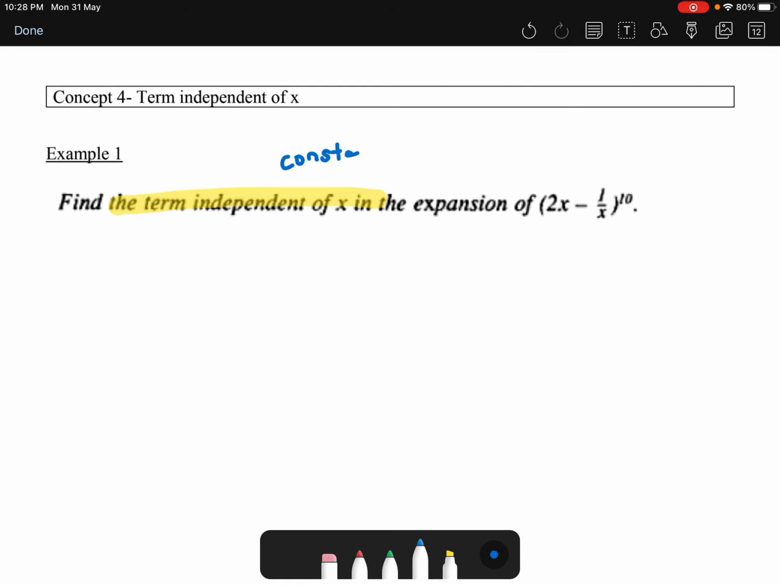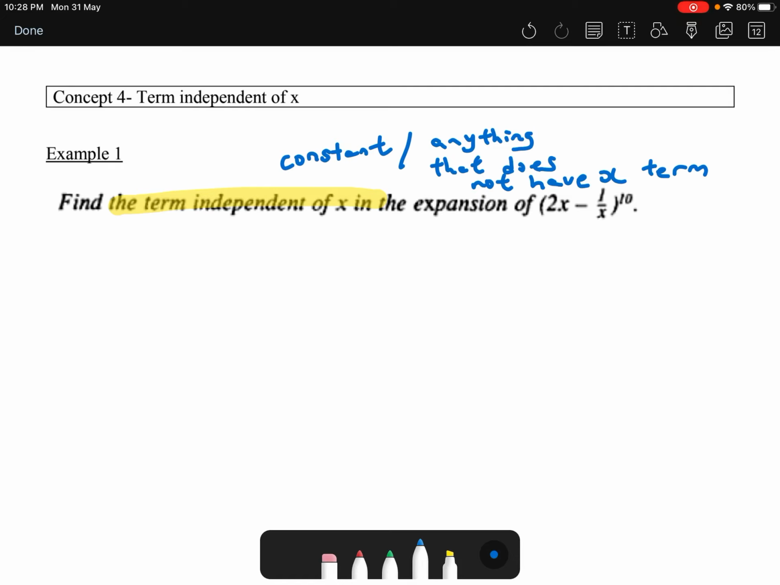a constant. Just any number, or anything that does not have the x term.